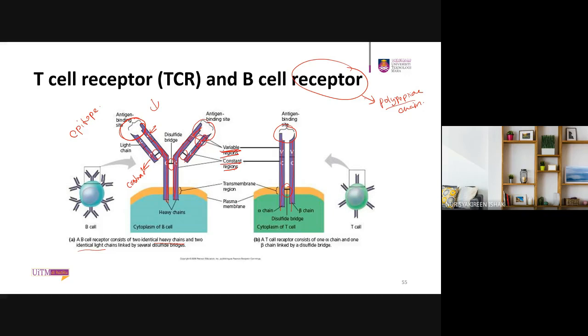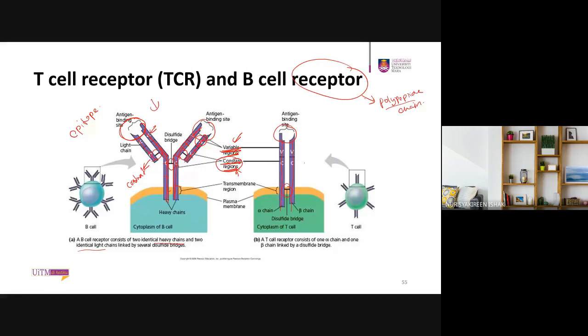Okay, V stand for variable region, C stand for constant region. Okay, so kenapa ada constant region, kenapa ada variable region? Constant region ni maksudnya sequence of amino acid at the constant region are the same for every B cell.